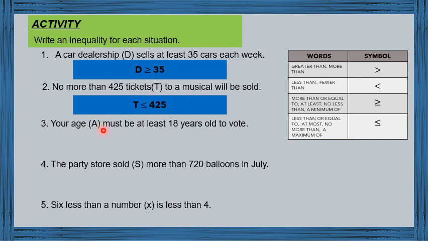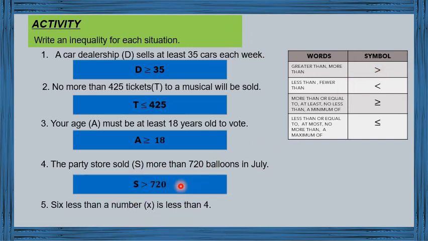Number 3, your age, A, must be at least 18 years old to vote. At least is this symbol again. So we're going to use it. A greater than or equal to 18. Number 4, the party store sold S more than 720 balloons in July. So more than is greater than, so we're going to use it. Greater than, S greater than 720.